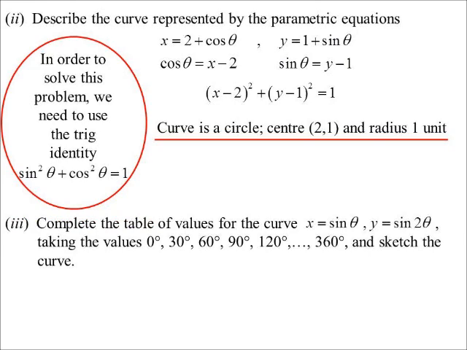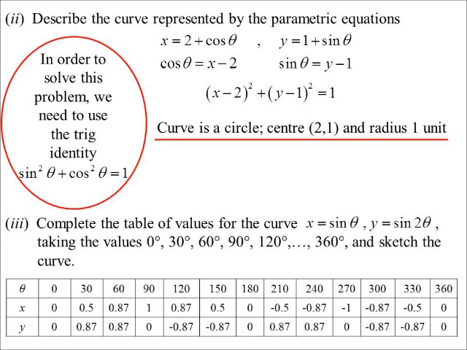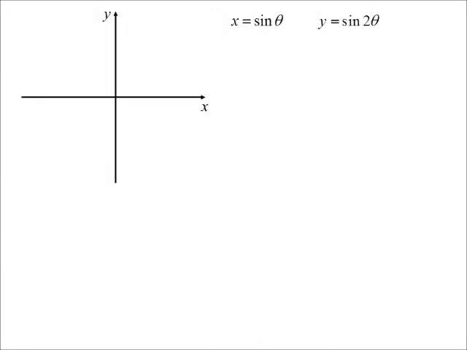First of all, we're going to complete a table of values. So the x value is going to be represented by sine theta. The y value is going to be represented by sine twice theta. And they want us to go from 0 up to 360. So I've gone every 30 degrees like they've asked me to do. There are the x and the y values already. I've worked those out, so we don't have to spend time on that. They're the points, so let's plot them.